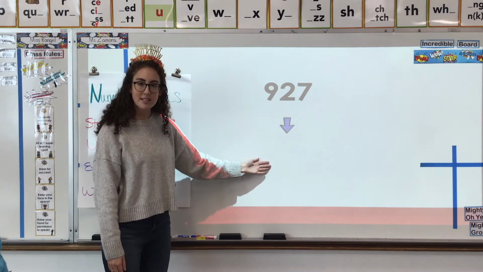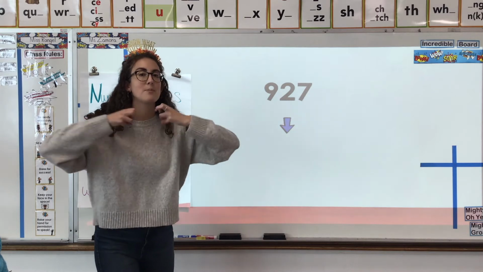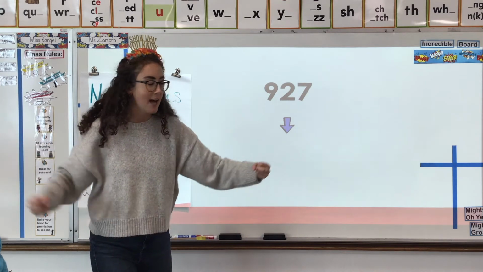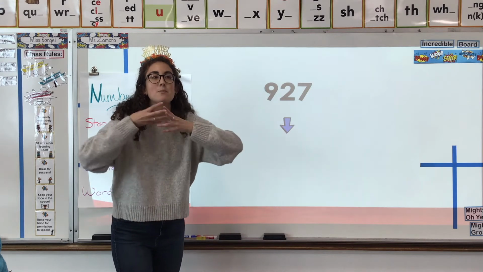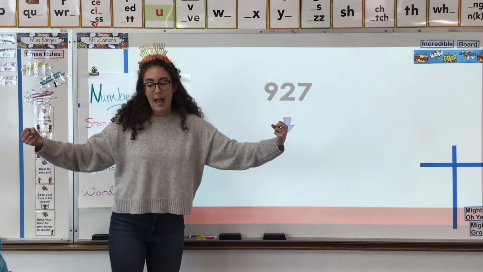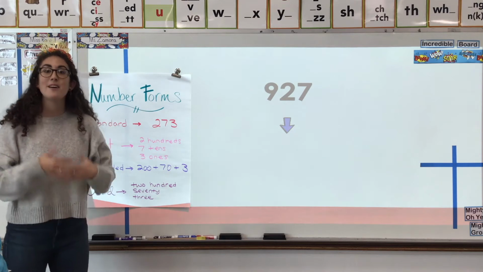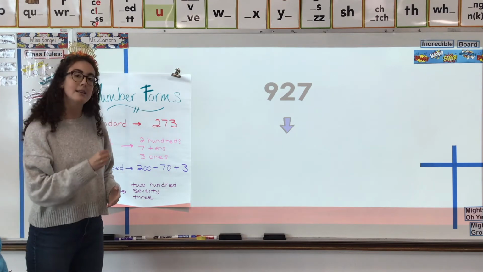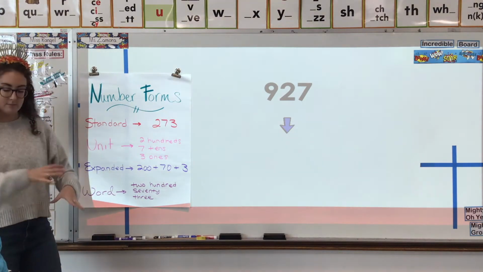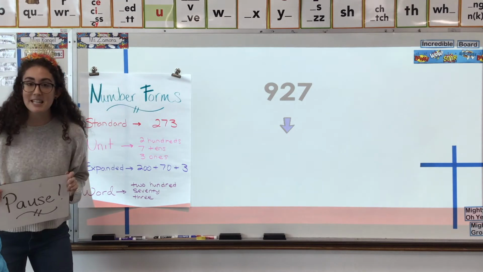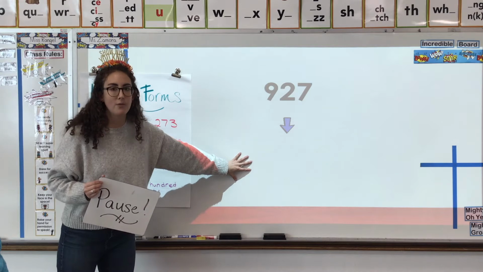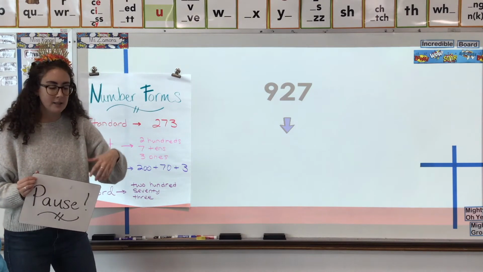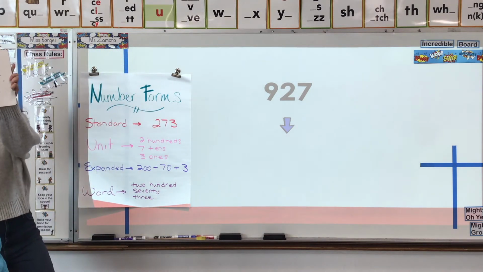Can you write this number in expanded form? I want you to write 927 in expanded form. That means you're going to show the value of each digit. So, this is where you're quizzing yourself, so you're going to pause, write the number in expanded form, and then come back to check. Okay, pause.